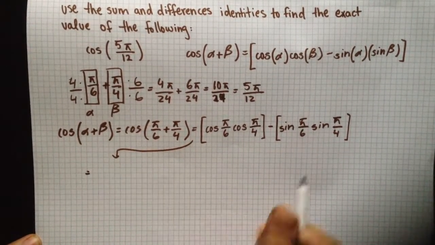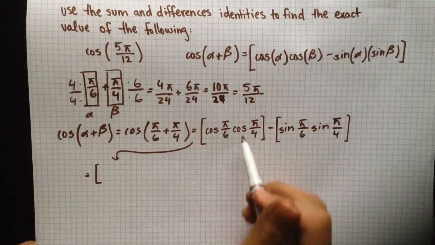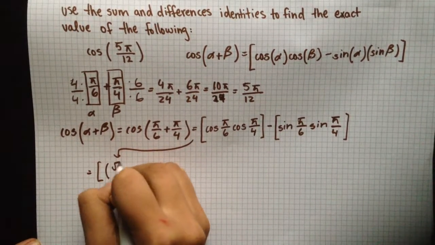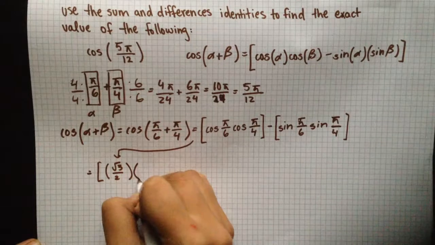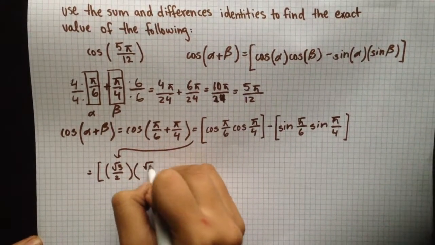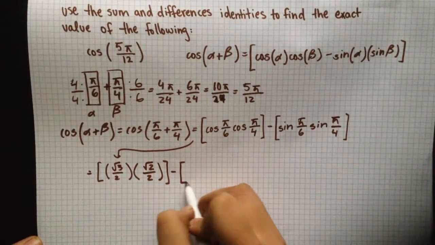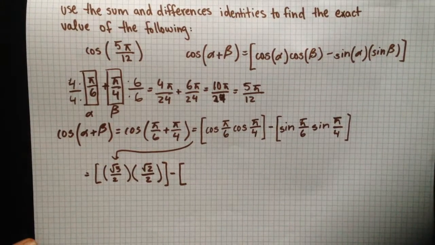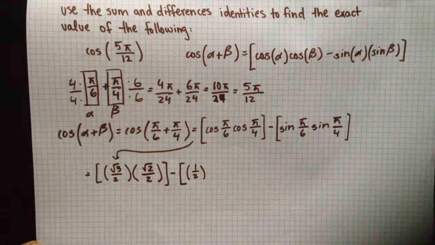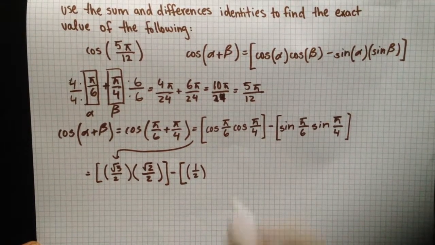So we're going to find these values using the unit circle. The cosine of pi over 6 is radical 3 over 2, times the cosine of pi over 4, which is radical 2 over 2. And we're going to subtract that from the sine of pi over 6, which is 1/2, times the sine of pi over 4, which is radical 2 over 2.